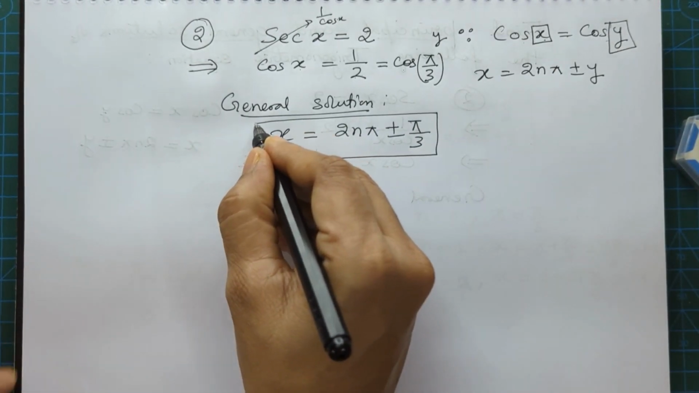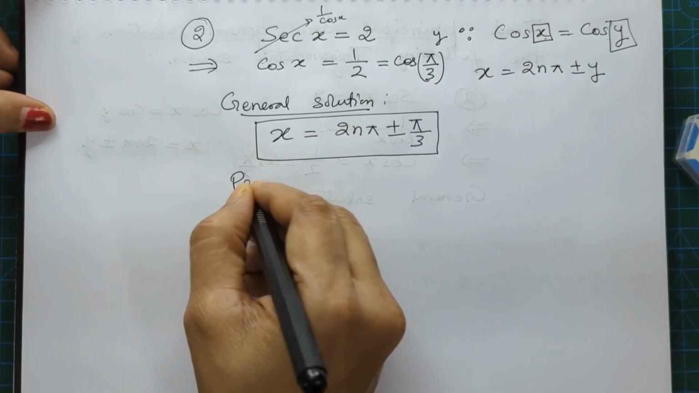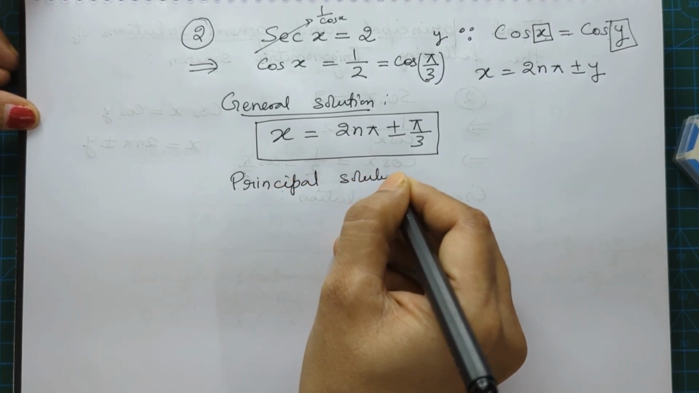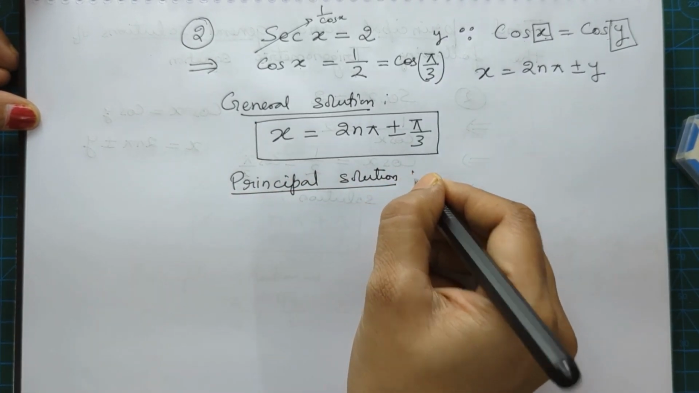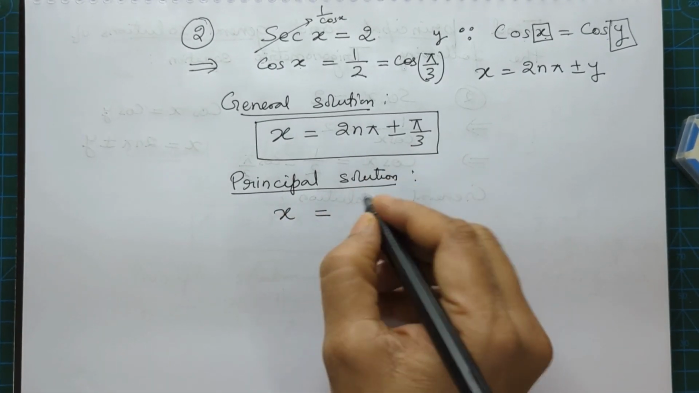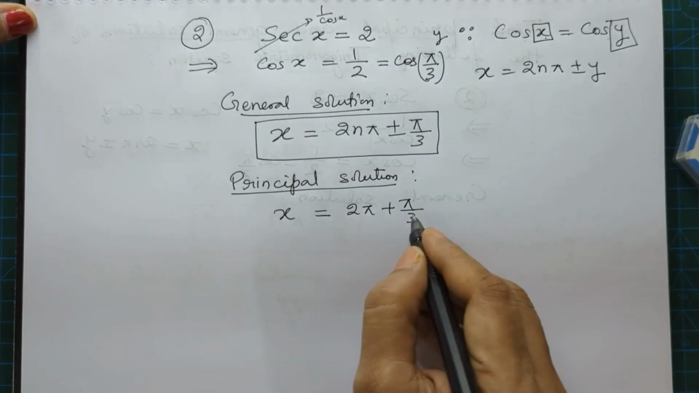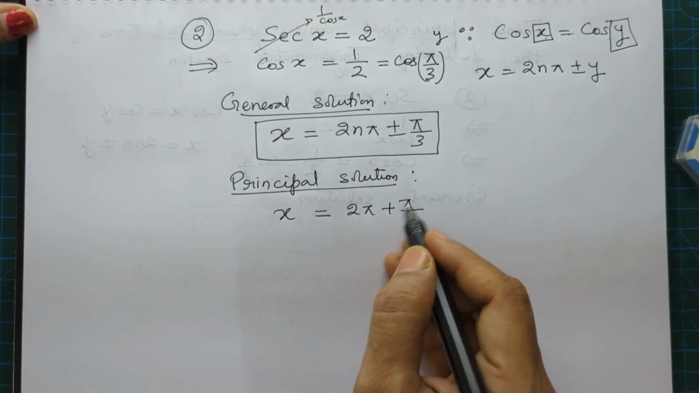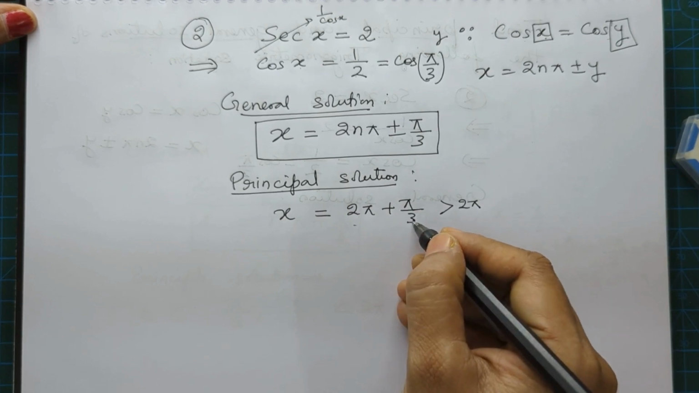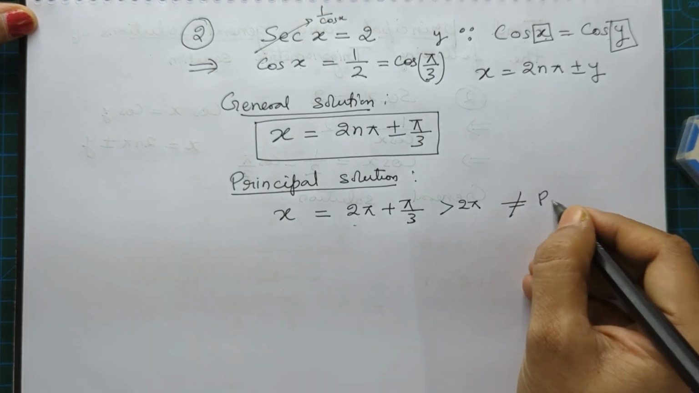How to find the principal solution? One of the principal solutions is pi by 3 itself. So the principal solutions are x is equal to, in place of n, when we put 1, we will get 2 pi plus pi by 3. This angle is 2 pi plus something, which means it is greater than 2 pi. So this value, 7 pi by 3, is not a principal solution.